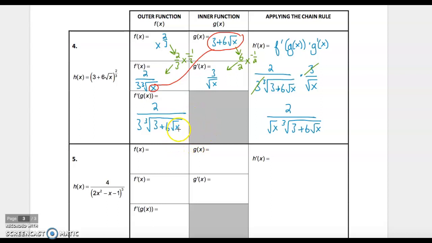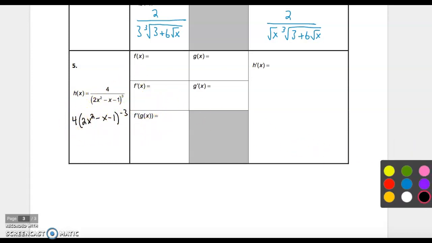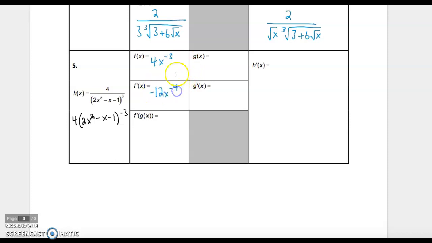Okay, let's go ahead and do our last example. So this is another one where it might be easier to rewrite it first to see how it's not the quotient rule. It is, in fact, the chain rule. So we could rewrite this as my 4 is still there, but then you can write 2x squared minus x minus 1 all to the negative third power. So now we have a more obvious chain rule problem approaching us instead of quotient rule. So for this one, our outside function is 4x to the negative third. Our derivative of that would be negative 12x to the negative fourth.